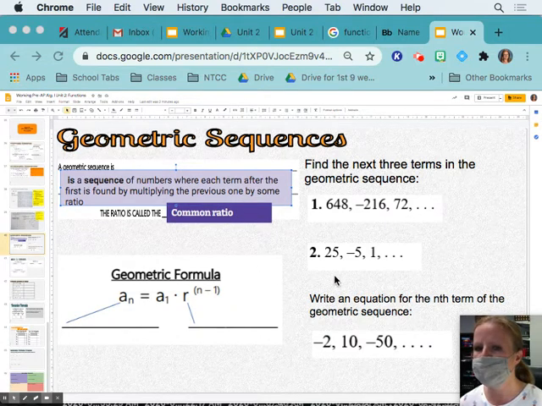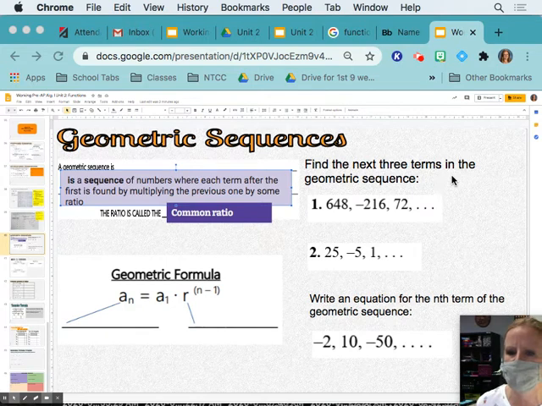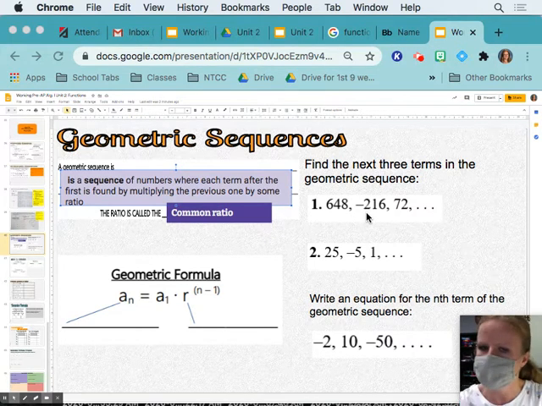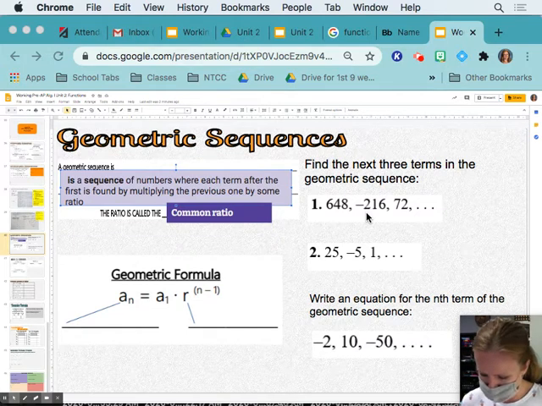So we are going to look at these sequences and determine what that common ratio is and find the next terms in the sequence. So our first term is 648. So 648 is going to be multiplied by some ratio to get negative 216. So the way we find that is by doing division. So we divide negative 216 by 648.